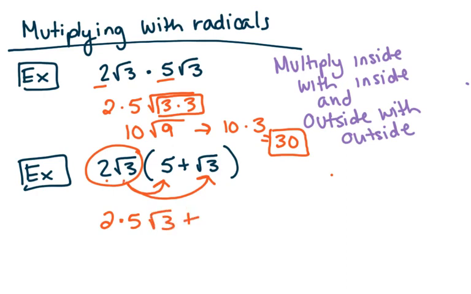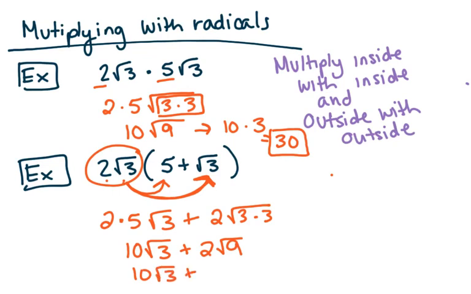Plus my second time I'm multiplying. Now when I'm multiplying to the square root of 3, I'm going to multiply an inside. So insides with insides, 2 times square root 3 times 3. And 2 times 5 we know is 10. So 10 square root 3 plus 2 square root 9. And we already said that the square root of 9 is 3. So that's 10 square root 3 plus 2 times 3, which is 10 square root 3 plus 6.